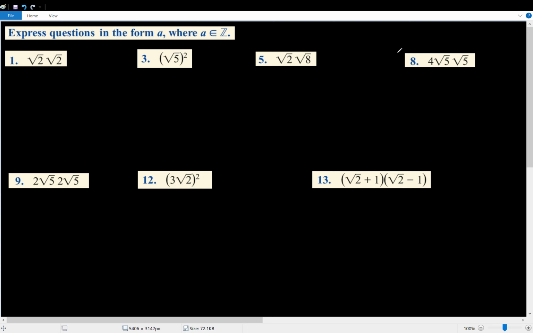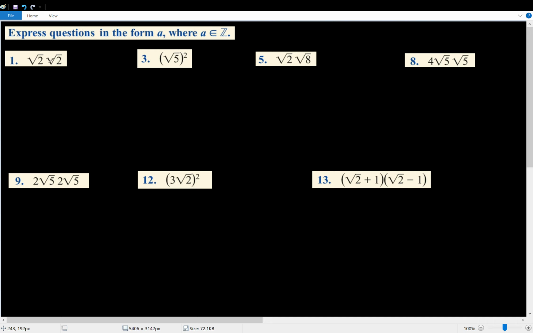This is questions 1, 3, 5, 8, 9, 12 and 13 in exercise 5.3 in Project Maths 2. We've got to express each of the questions in the form a, where a is an element of Z. In other words, each of these questions is going to simplify down to just a whole number. So let's look at the first one here.